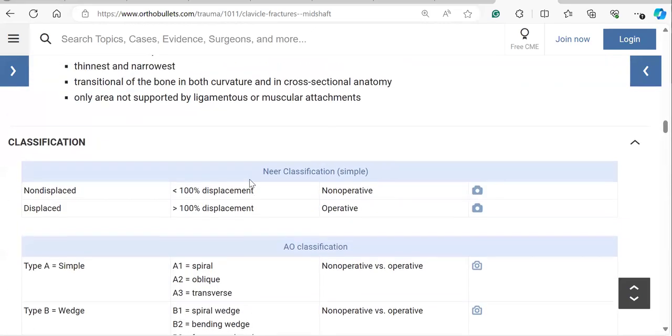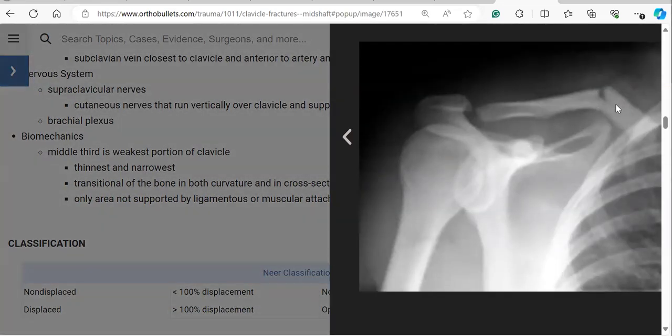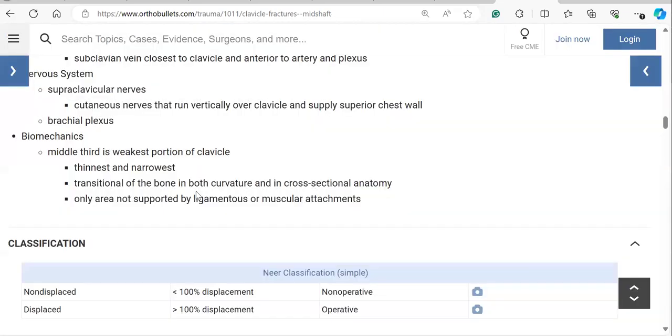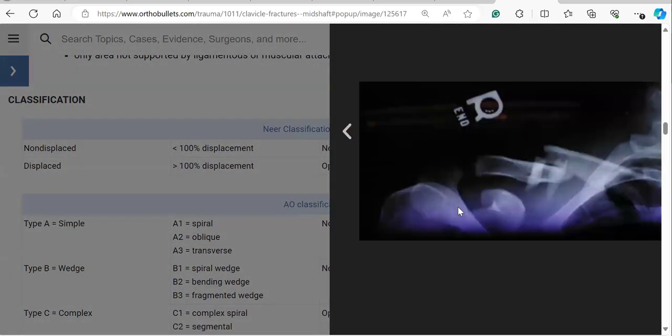So let's have a look. So this one, you can see that less than 100% displacement, right? For less than 100% displacement, that means which is not fully displaced, non-operative is the main treatment. That means just put the patient in sling. Whereas this one will need a reduction followed by surgery, because this is definitely more than 100% displacement, because there is no bone-to-bone touch.